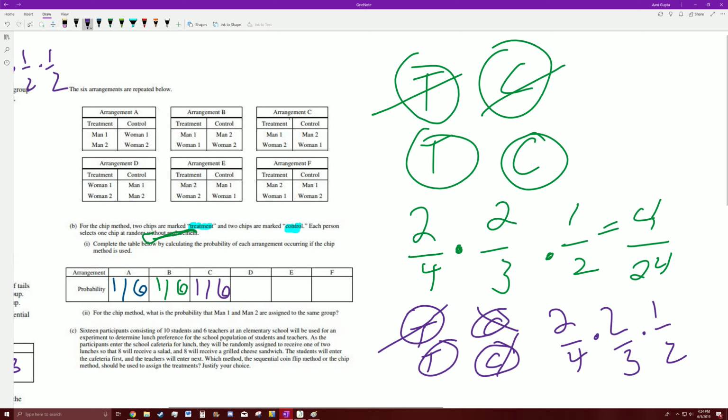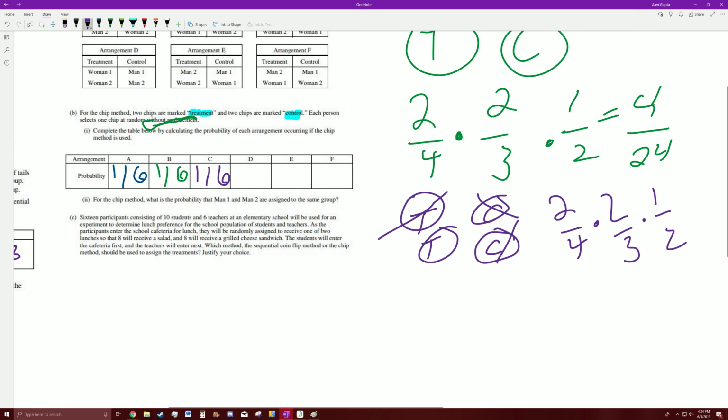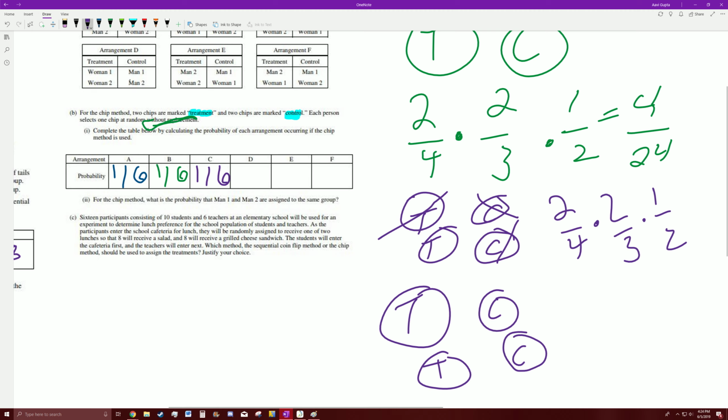Okay. Now arrangement D, we're gonna do the same thing again. T, T, C, C. Man 1 goes up. There's a 2 out of 4 chance that he gets control. There's a 2 out of 4 chance he picks the control.